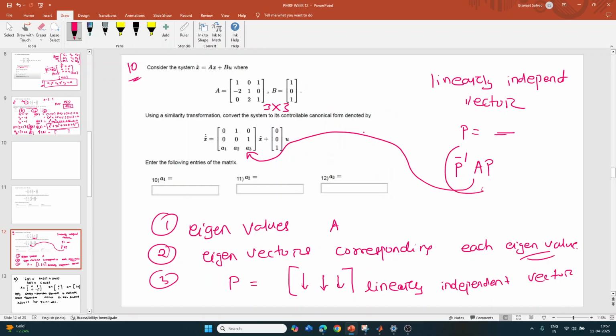Then you have to find P inverse AP. That will transform into a canonical form called the Jordan canonical form. There you have to compare the coefficients A1, A2, A3 and write down the answers here. This part is very important, because you can expect this type of question: what are the eigenvalues, and how to find the linearly independent vectors.